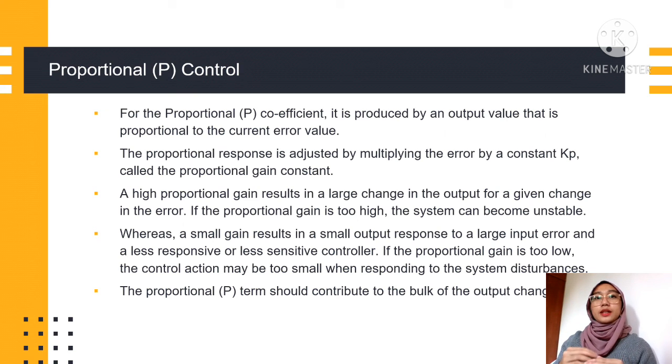A high proportional gain results in a large change in the output for a given change in the error. If the proportional gain is too high, the system can become unstable. Whereas a small gain results in a small output response to a large input error, and a less responsive or less sensitive controller. If the proportional gain is too low, the control action may be too small when responding to system disturbances. The proportional term should contribute the bulk of the output change.